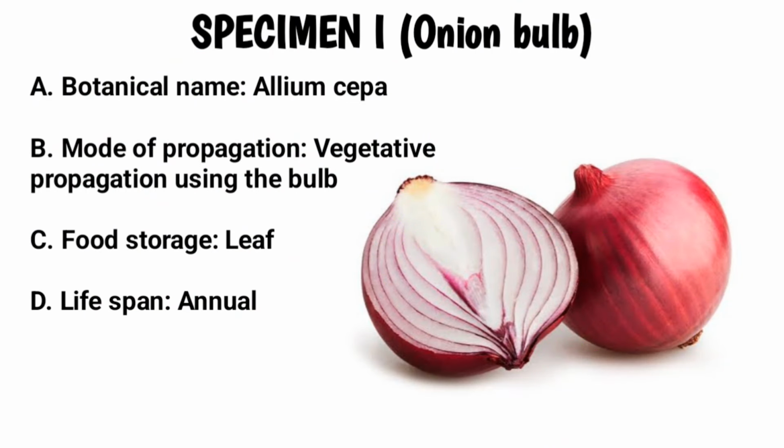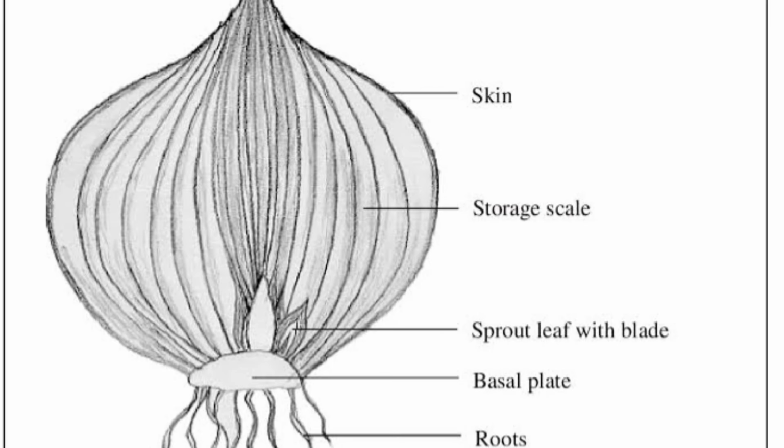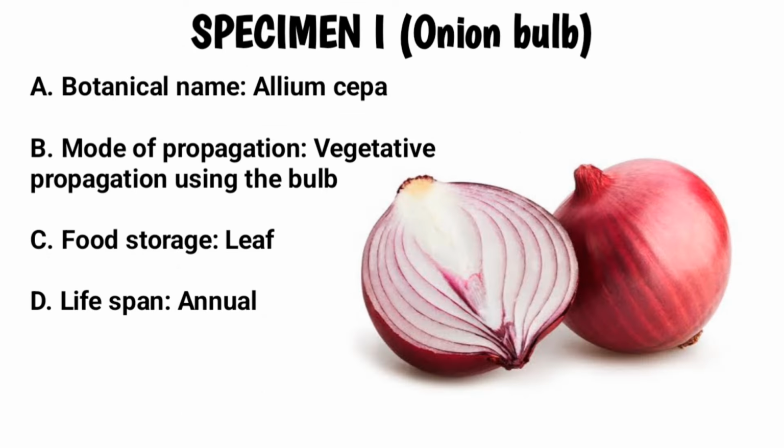Welcome back. So we move on to specimen I, which is the onion bulb. The botanical name is Allium cepa. Remember that the first name starts with a capital letter and the second name starts with a small letter, and also underline them individually. Next, for the mode of propagation, this crop is planted vegetatively using the bulb, and it stores its food in the leaf. Then it has a lifespan of an annual duration, so it grows, bears fruit and dies within 1 year.